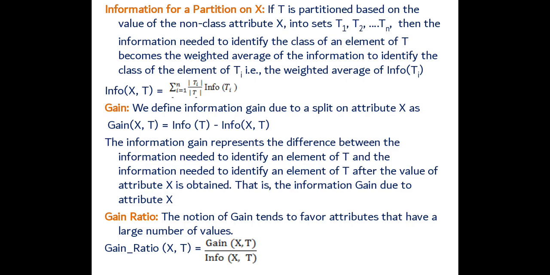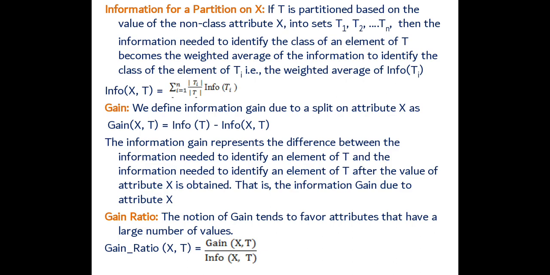Gain: we define the information gain due to the split on attribute X as gain of X comma T equals information T minus information X comma T. So after calculating the entropy information for partition on X, we will find out the gain. For gain also there is one formula, that is gain of X comma T equals information of T minus information X comma T.